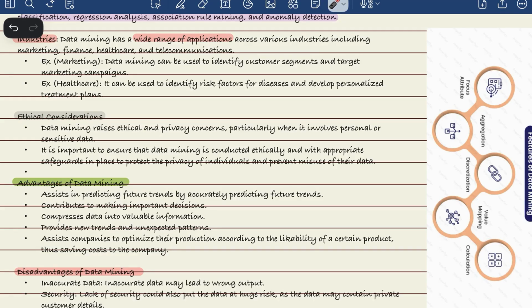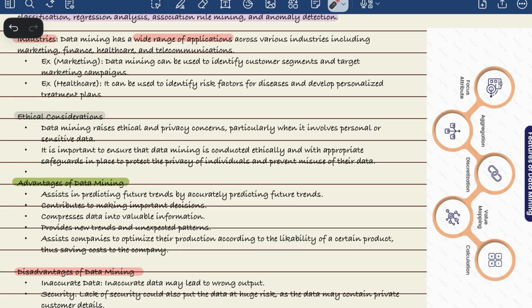There are a few advantages and disadvantages. So the advantages of data mining are that it assists in predicting future trends, and it contributes to making important decisions for the organizations by providing valuable information from the data, and also to unlock unexpected patterns while assisting the companies to optimize their production, right?